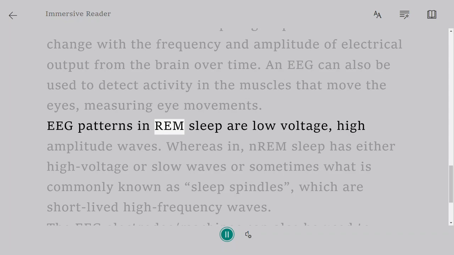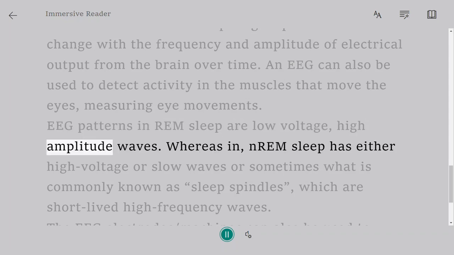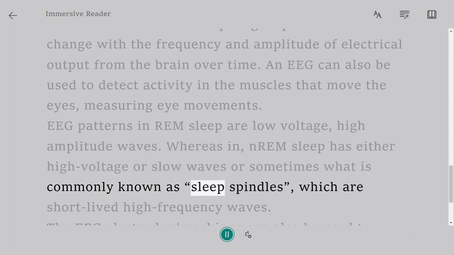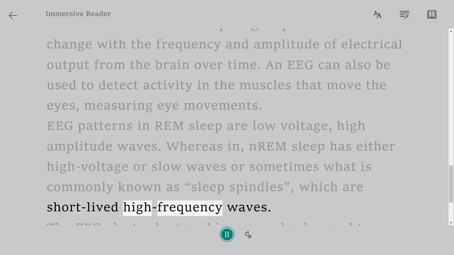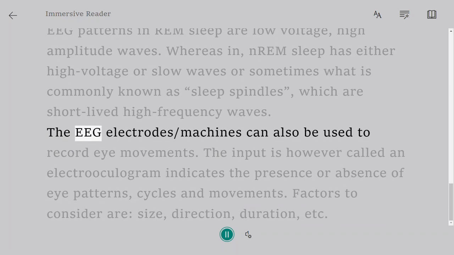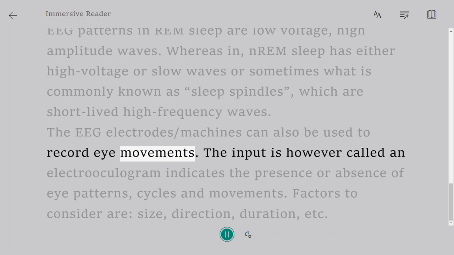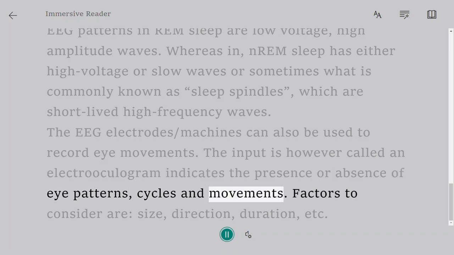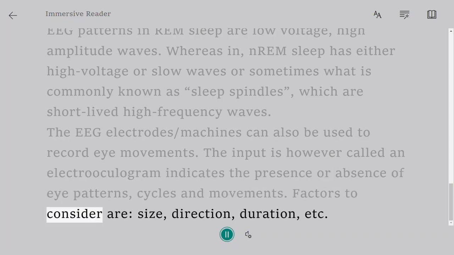EEG patterns in REM sleep are low voltage, high amplitude waves. Whereas NREM sleep has either high voltage or slow waves or sometimes what is commonly known as sleep spindles, which are short-lived high-frequency waves. The EEG electrodes/machines can also be used to record eye movements. The input is, however, called an electrooculogram, which indicates the presence or absence of eye patterns, cycles and movements. Factors to consider are size, direction, duration, etc.